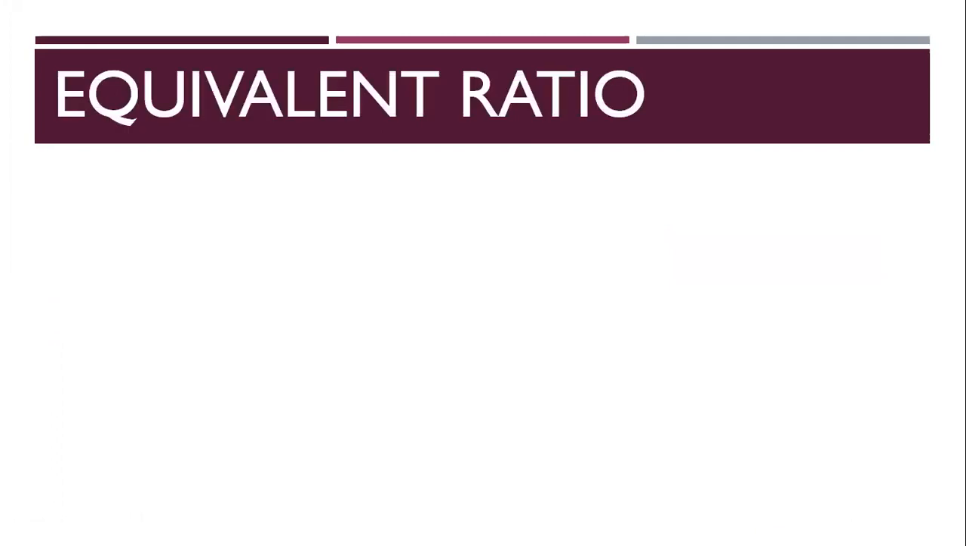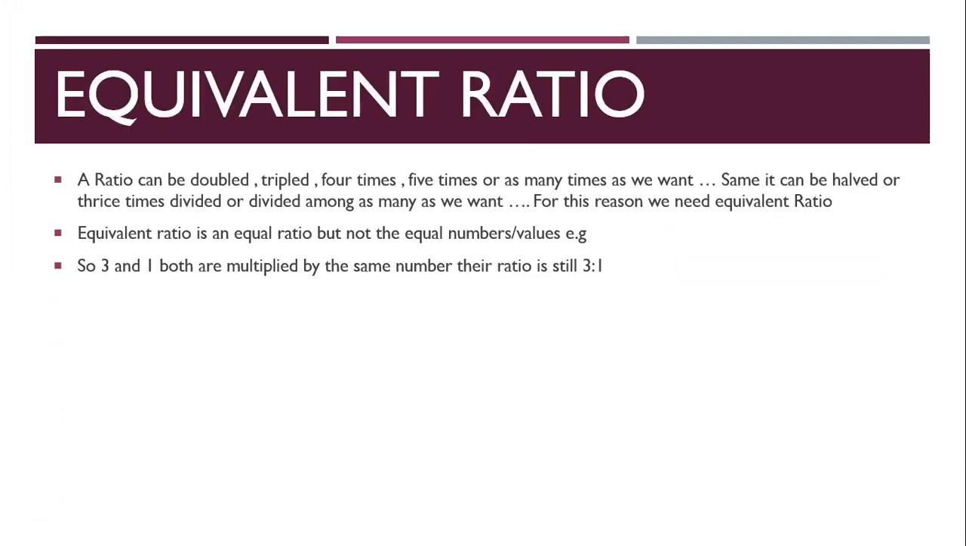Let's talk about equivalent ratio. A ratio can be doubled, tripled, 4 times, 5 times, or as many times as we want. For that, we multiply it by 2, 3, 4, or 5. Similarly, it can be halved, divided by 3, or divided by as many as we want. For this reason, we also need an equivalent ratio. An equivalent ratio is an equal ratio, but not equal numbers.